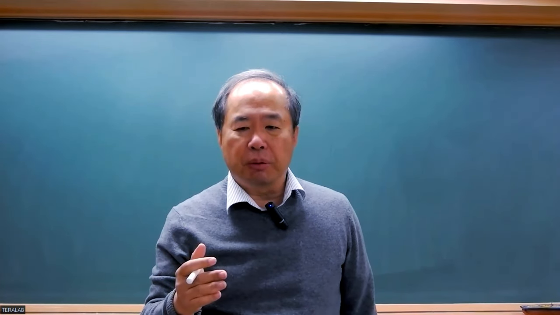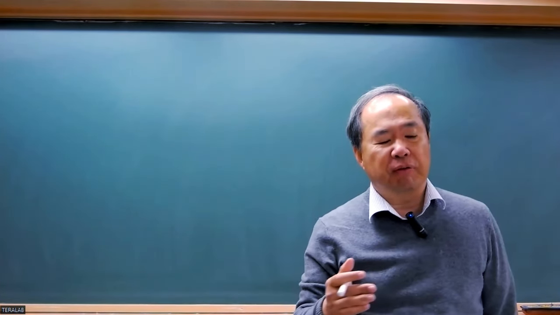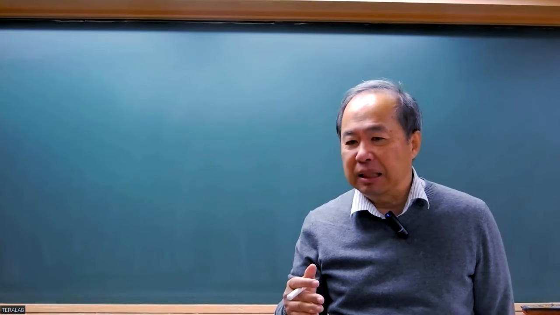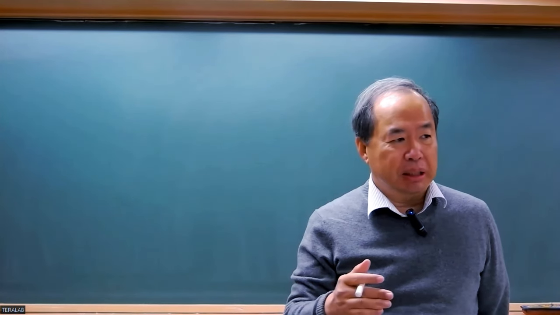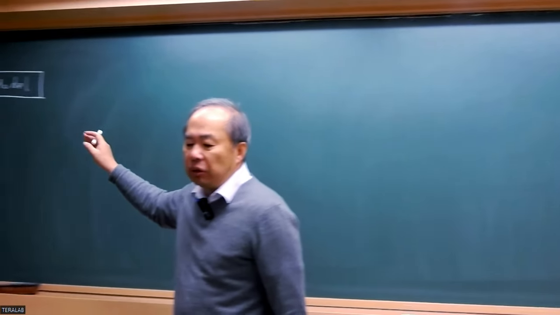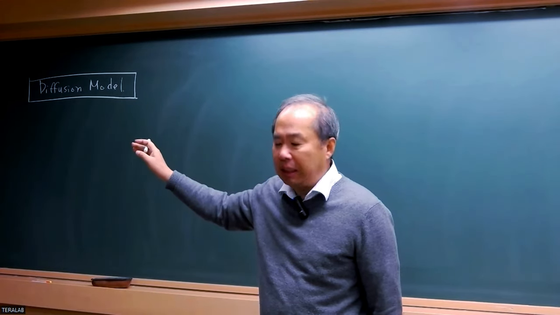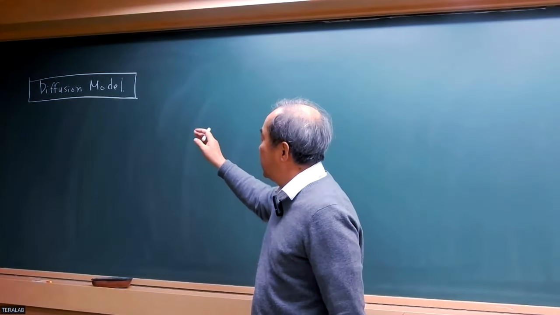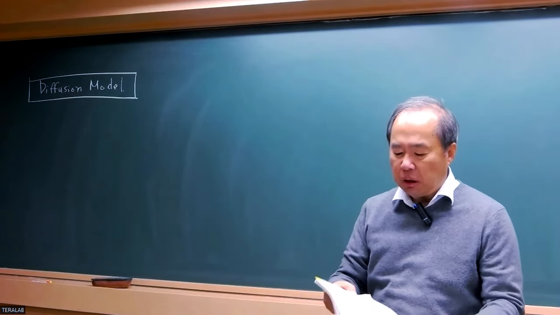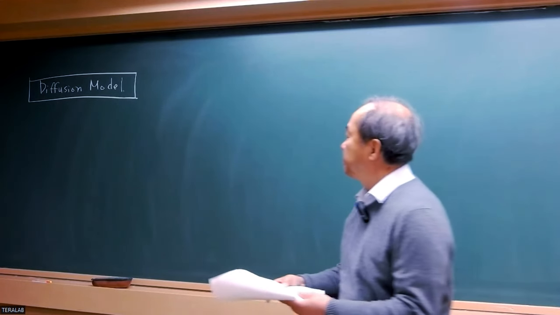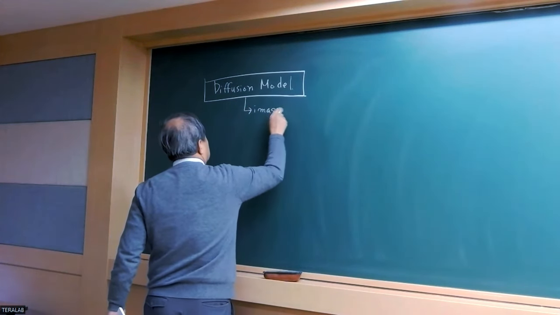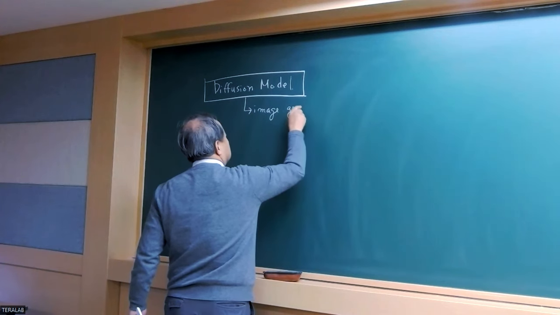But probably in the future, probably 2024 or 2025, this diffusion model will be used for generating texts and sounds and voices. But at this moment, the hottest methodology to generate new images among the generative AI is the diffusion model. And today I'm going to give you the basic architecture and loss function of the diffusion models. It's useful for image generation.